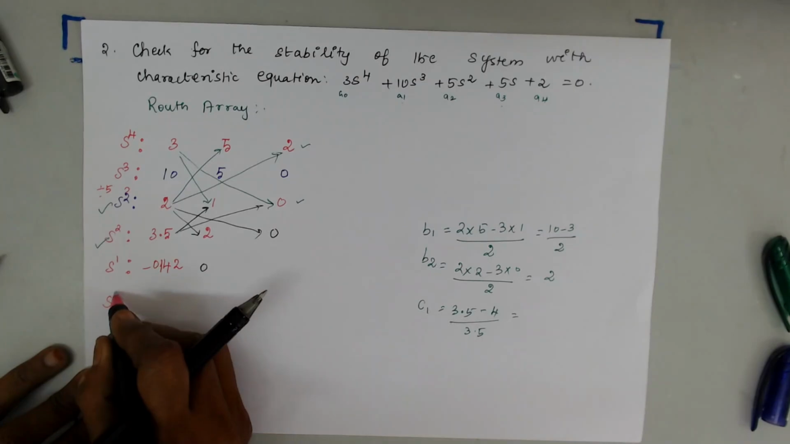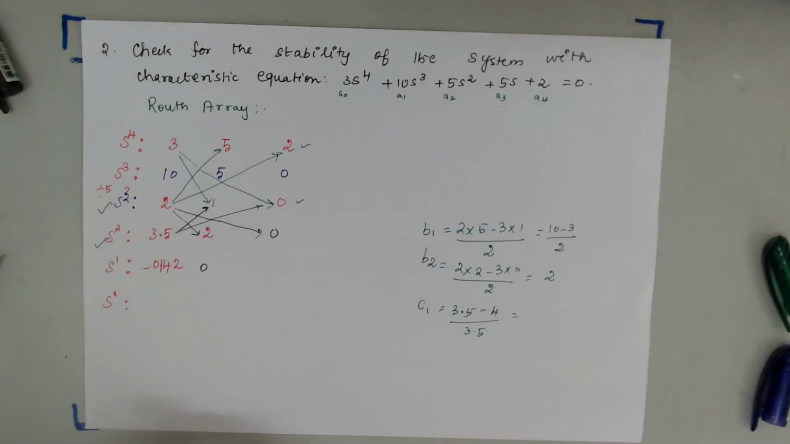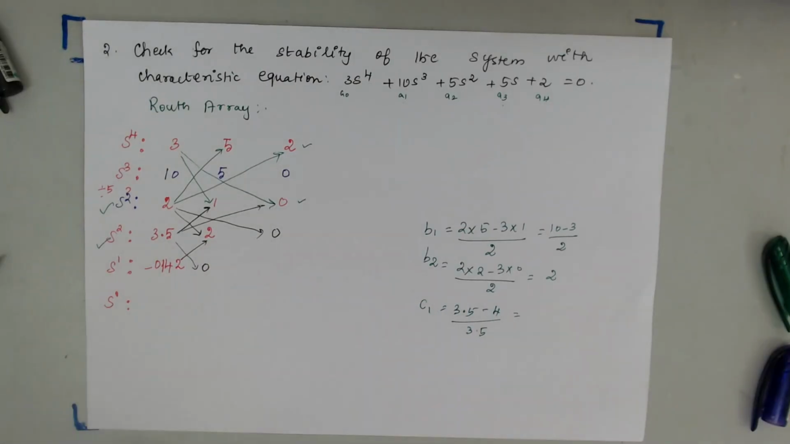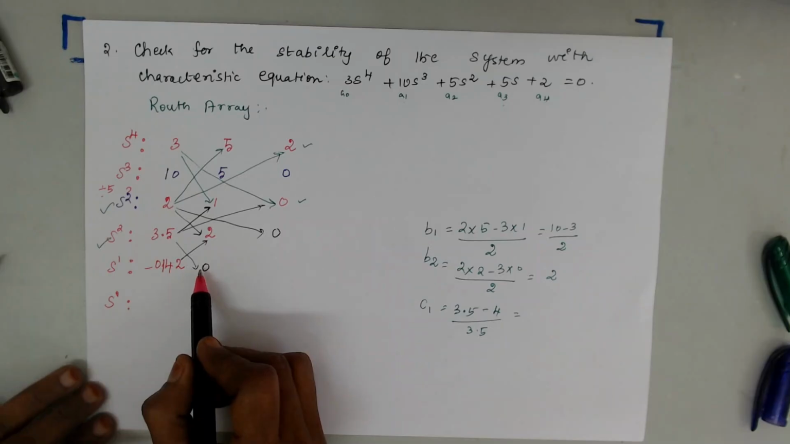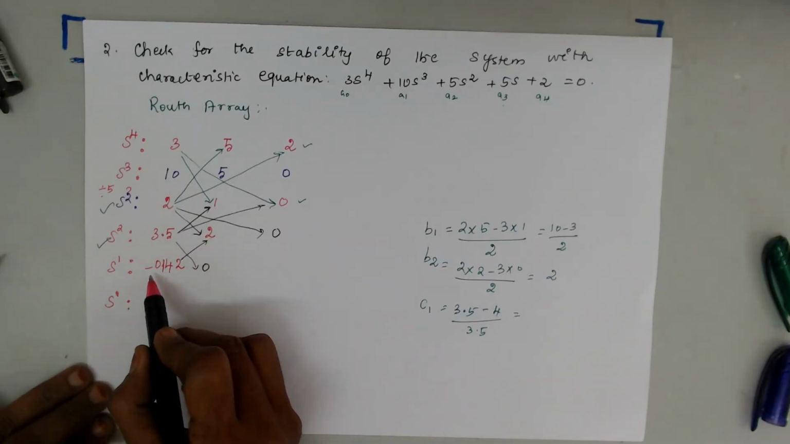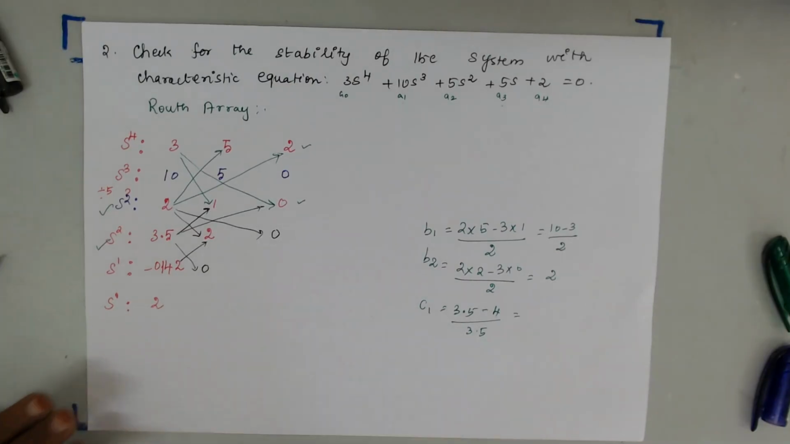Come to the last row. It is s power 0, which is a constant. It is found by multiplying these two elements. So you can have this row as 3.5 into 0, there is no element here. So 2 into minus 0.142 divided by minus 0.142 will give you 2.